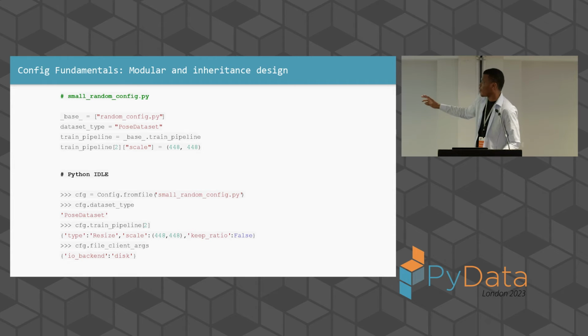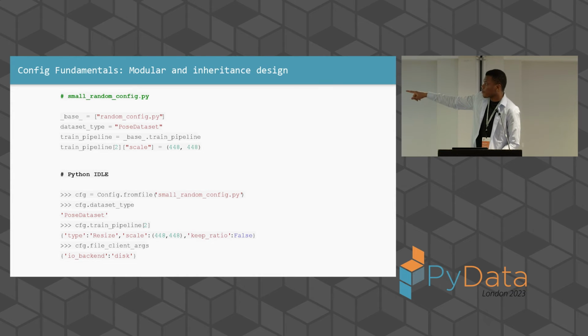So at the top you have, say, small random config.py, which has a base variable there. What this does is it inherits the config from the random config.py file. So let me just go back to that so you remember that. This config.py file is what is being inherited here, and it inherits it using that base variable.